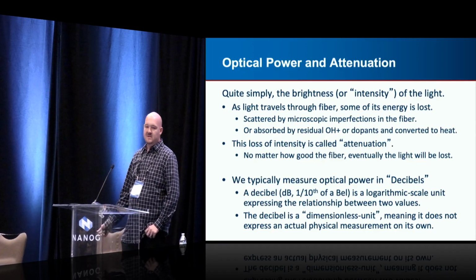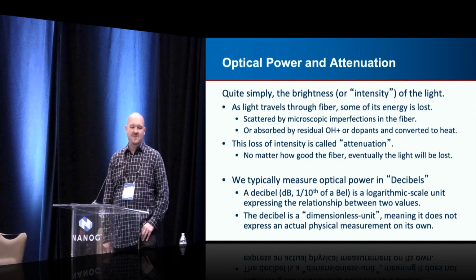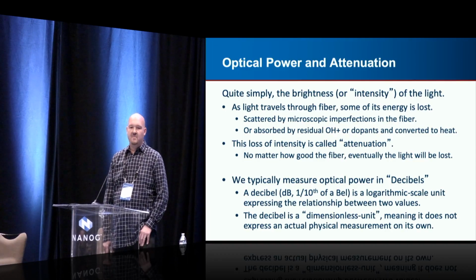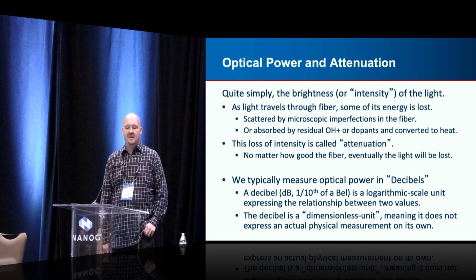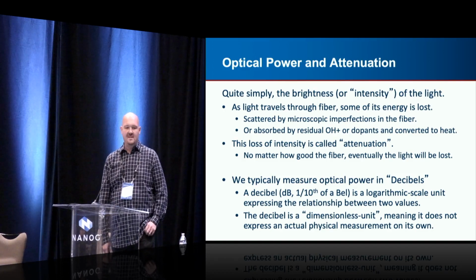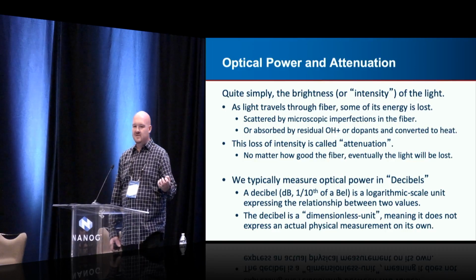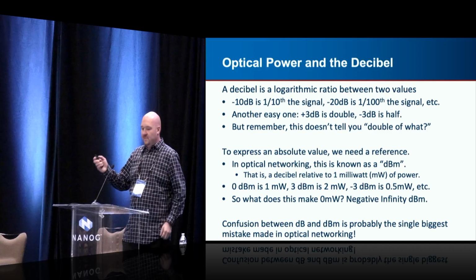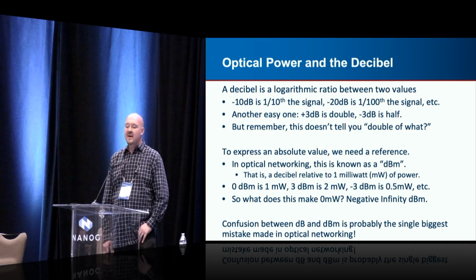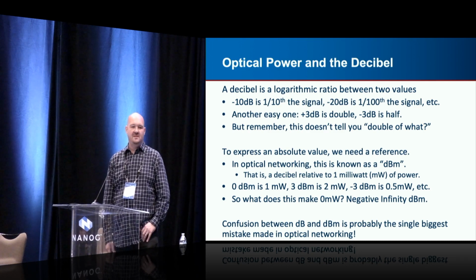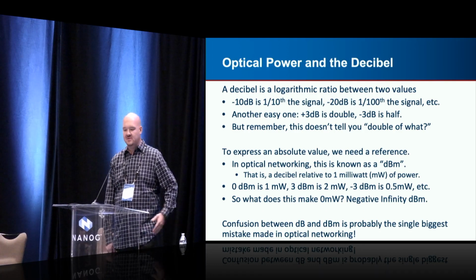So a decibel is 1/10 of a bel. It's a logarithmic scale unit that expresses a relationship between two values. That's something a lot of people don't understand. Decibel is what's called a dimensionless unit. It's not an actual unit like saying 100. It's describing two things. So here's an example. -10 decibel is 1/10 the signal. -20 decibel is 1/100th the signal. So you see the logarithmic relationship.